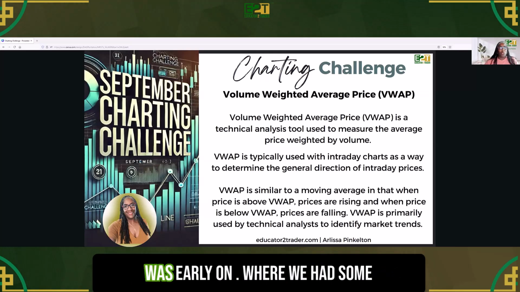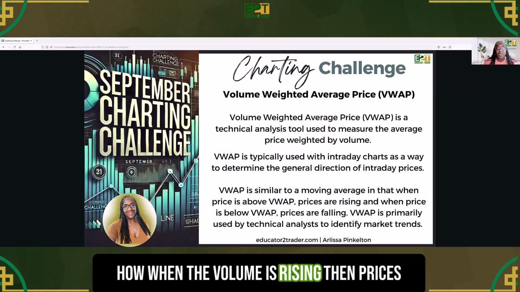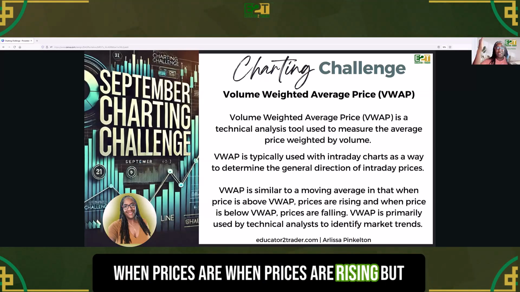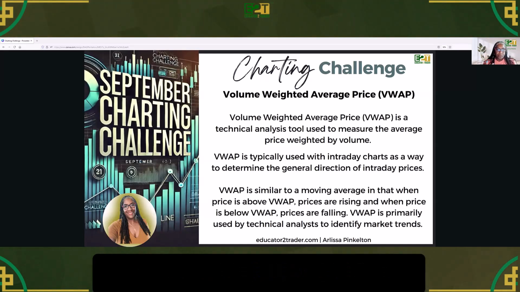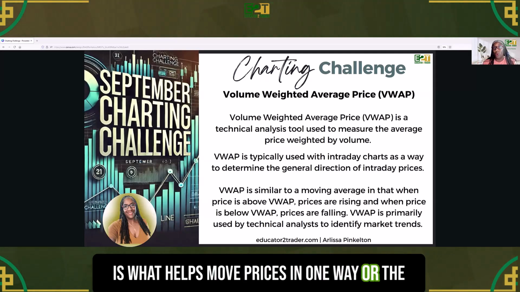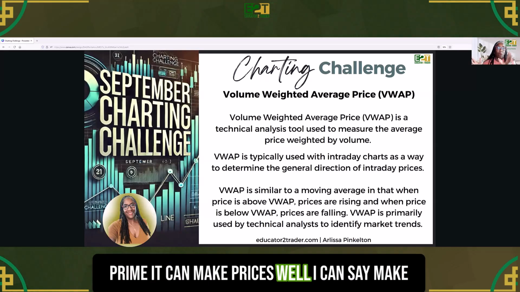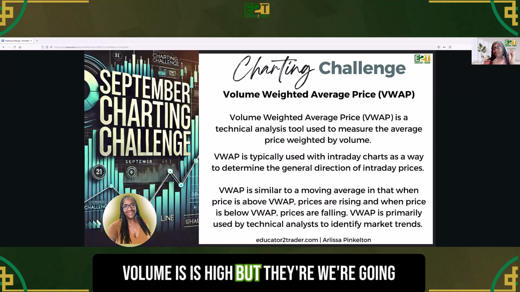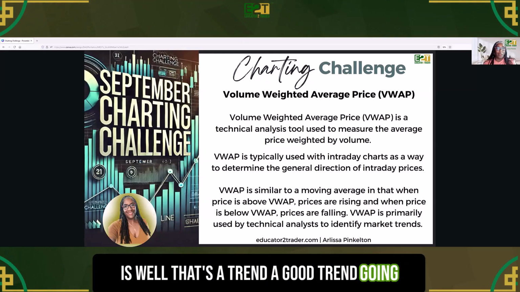I know we had some information in our chat about volume, about how when the volume is rising and prices are rising, that's a strong trend. And when prices are rising but volume is low, that may be the end of a trend. We do know that volume is what helps move prices in one way or the other. So if volume is high, prices will most likely go up. And if volume is high but we're going down, so if it's high red, that means it's a good trend going downwards.